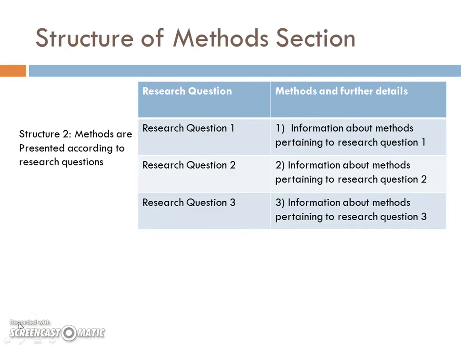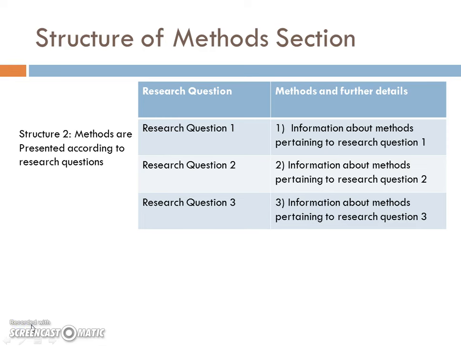The second option you have in terms of structuring your methods section is to structure it based on research questions. In this example, we can see that the methods section is structured based on research question. First, we have a little information about the first research question, followed by information about the methods pertaining to the question. So how was that question answered? What data did you use? What methods did you select?